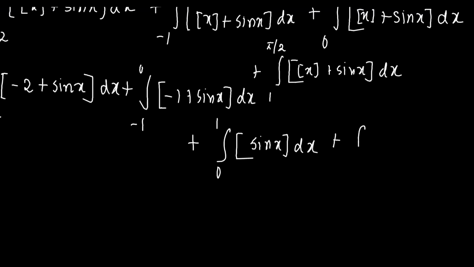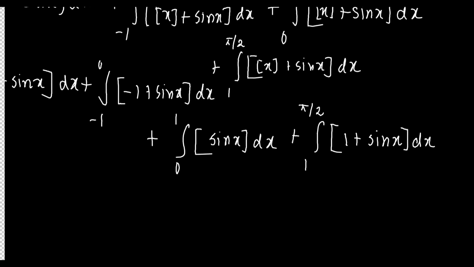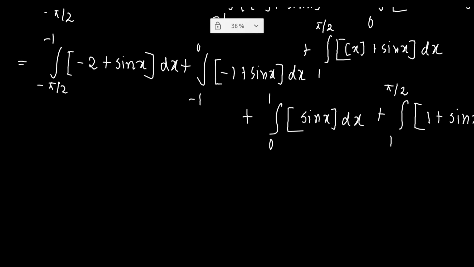Now plus it is 1 to pi by 2. Pi by 2 means 1.57. So from 1 to 1.57, what is the box value? It is 1. So I'm writing this as 1 plus sin x. Now we have to see that in these intervals, sin x is lying between what? That is the value of box of sin x.